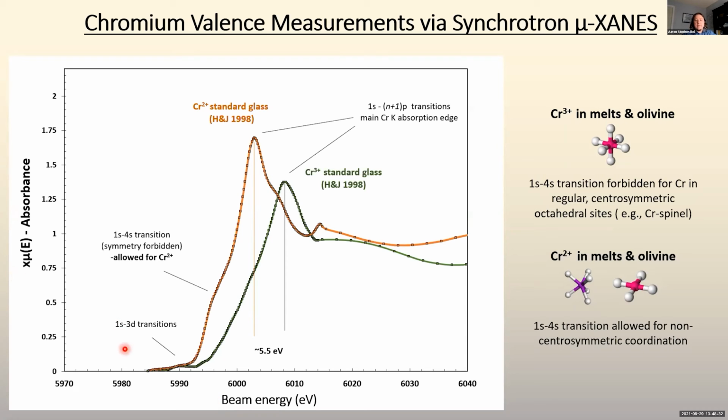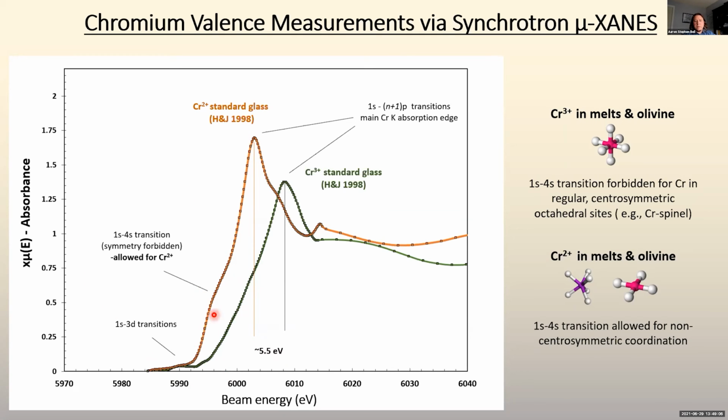In this diagram, what you can see is a XANES spectrum that was acquired for a chromium 2 plus standard glass. This came from Hansen and Jones, 1998. This is a common standard material used for chromium. There are a couple of important features here. Number one, you can see that the energy of the main edge crest, the white line, is shifted to slightly lower energies for chromium 2 plus, by about 5.5 eV. So the energy of the main edge crest shifts, but there's also this other important transition.